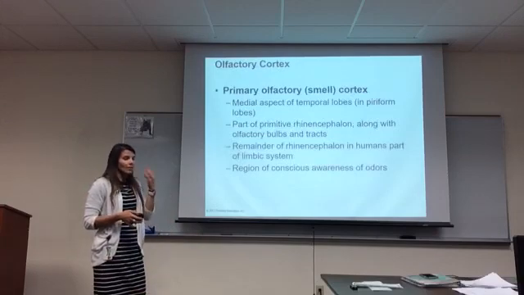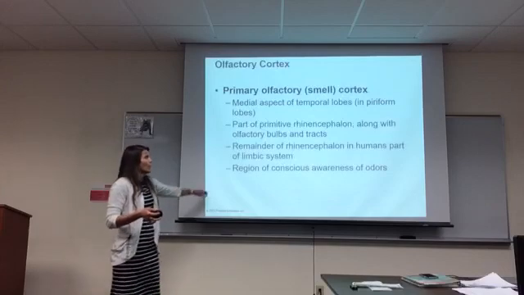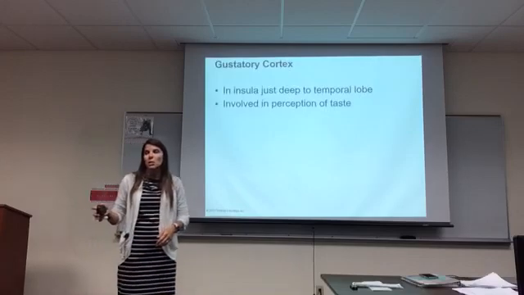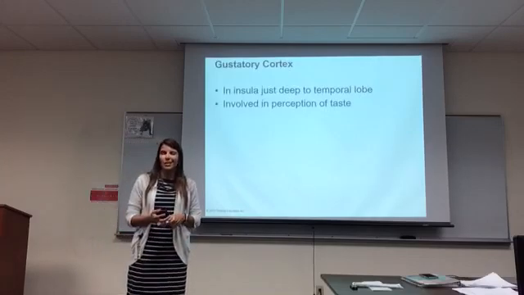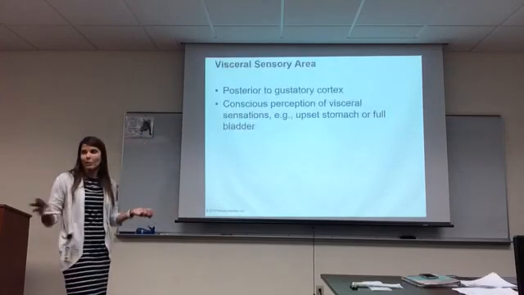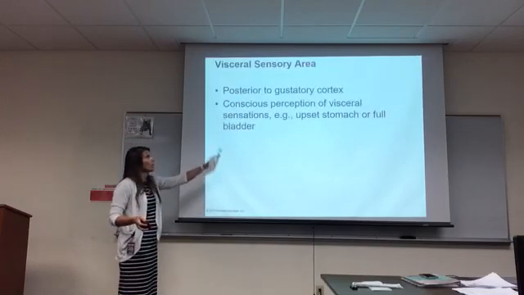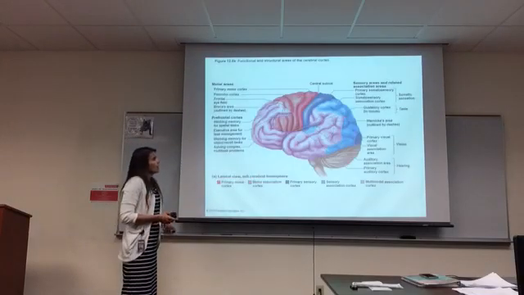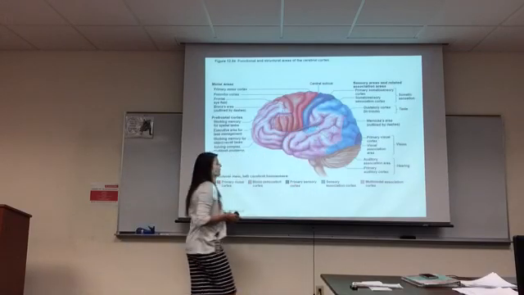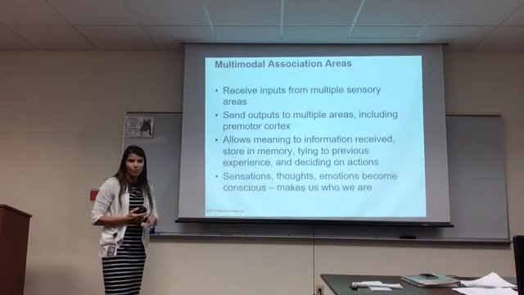Olfactory cortex is smelling. Yes, so you're smelling it. Conscious awareness of odors. Gustatory cortex is, gustation is taste. Yes, taste. Visceral sensory, we already mentioned this before, but this is your organs. Receiving information from your organs, like your stomach hurts, you have to pee. So sensory is back here, motor up here. Same diagrams.